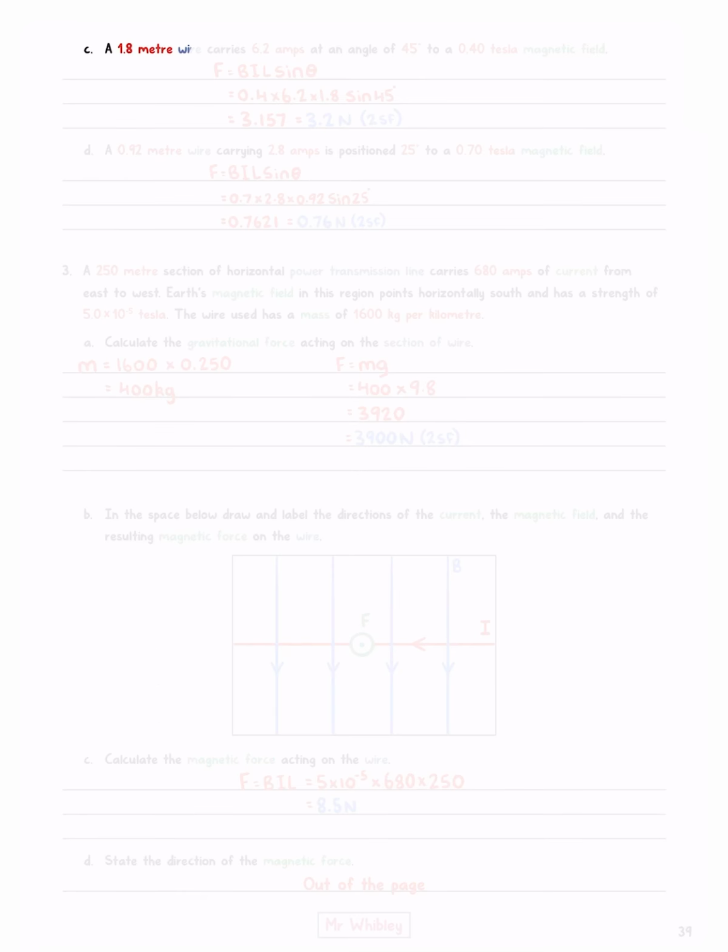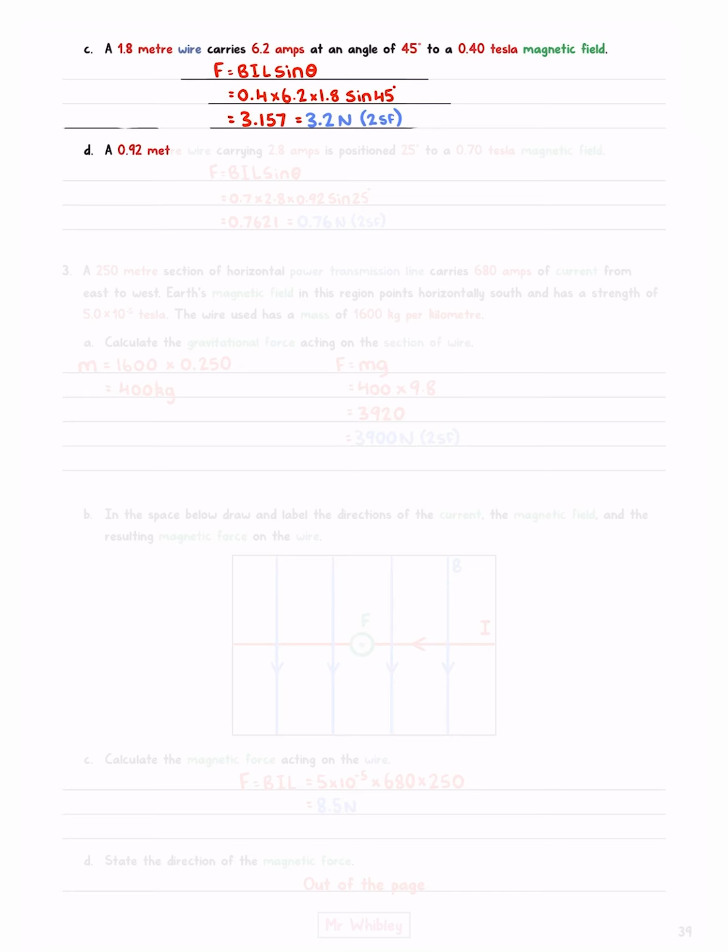A 1.8 meter wire carries 6.2 amps at an angle of 45 degrees to a 0.40 Tesla magnetic field. For this, we take our force equals BIL equation and multiply it by sine of the angle. We know our B, we know our I, our current, we know our length, and we know our angle, which gives me 3.157 or 3.2 newtons to two significant figures.